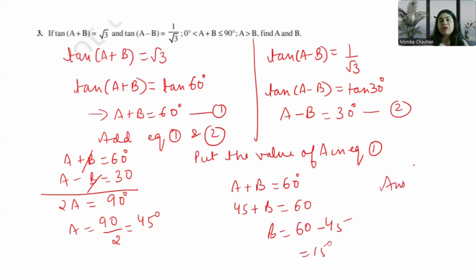So in your answer, find A and B. Did you see what's mentioned? You have to calculate A and B. So in your answer, the value for A is 45 degree and B is equal to 15 degree. That's your answer. I hope all of you have understood how we have reached this part. In case of doubt, you can go back again and see how the questions are solved.